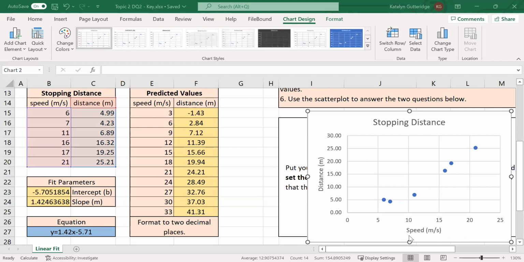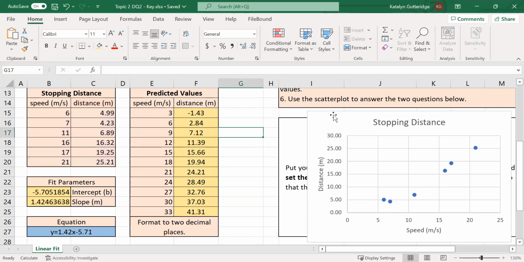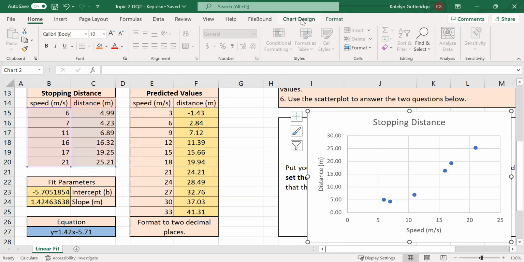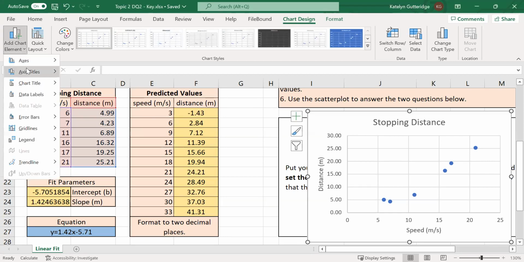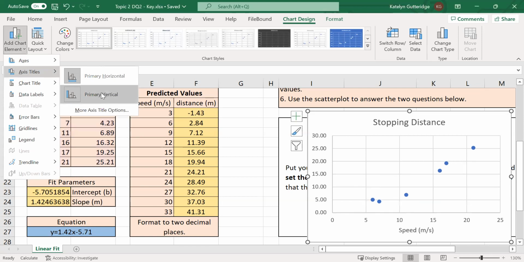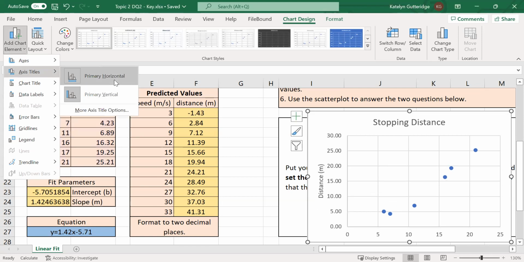Remember, our speed is representing the x-axis, which is the horizontal axis, and our distance is representing the y-axis, the up and down axis. And remember, you can add axes by clicking on your chart, going to Chart Design, Add Chart Element, Axes Titles. You can pick the one you want. They'll appear as text boxes, and then you can type in them.